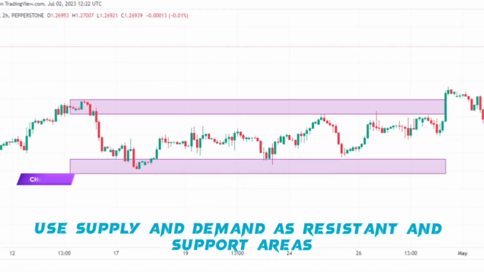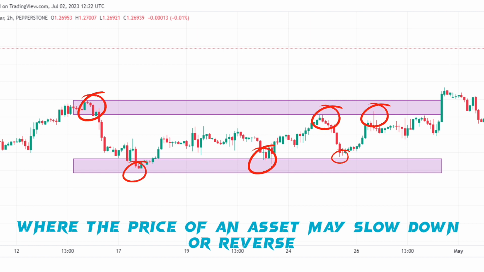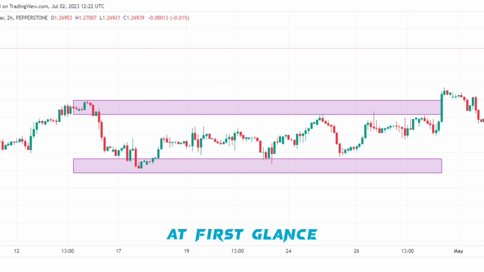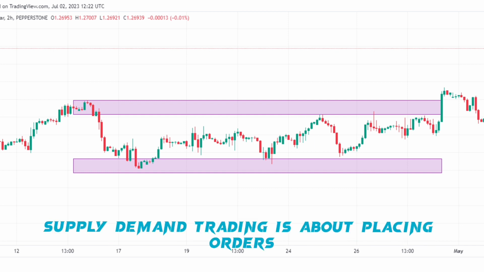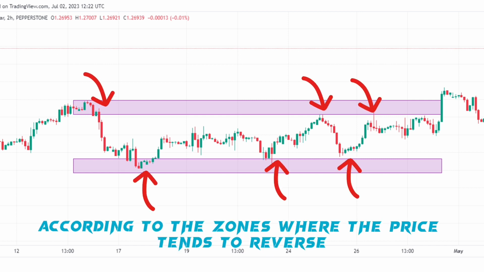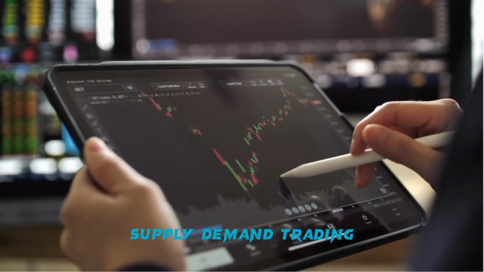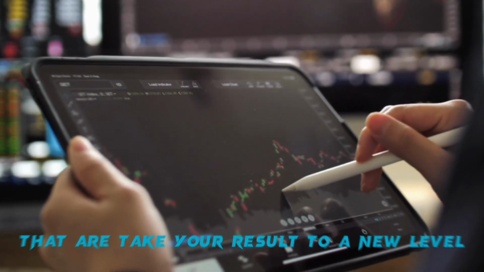In trading, people use supply and demand as resistance and support areas where the price of an asset may slow down or reverse. They are similar to resistance and support lines at first glance. However, there are fundamental reasons for supply and demand zones to occur. Supply and demand trading is about placing your orders according to the zones where the price tends to reverse due to various factors. Summed up with other trading techniques, supply and demand trading provides a comprehensive and powerful tool that can take your results to a new level.